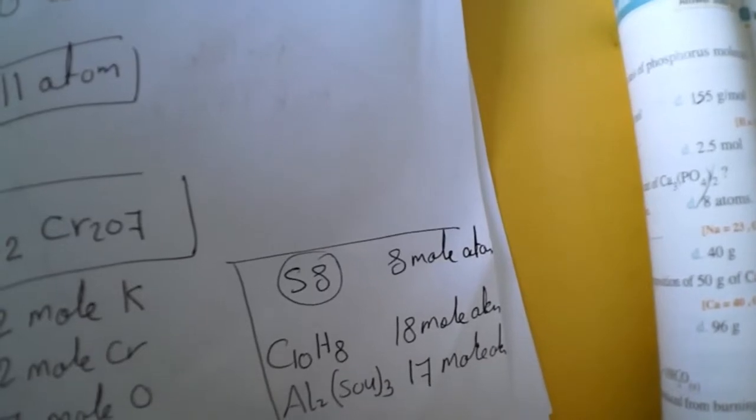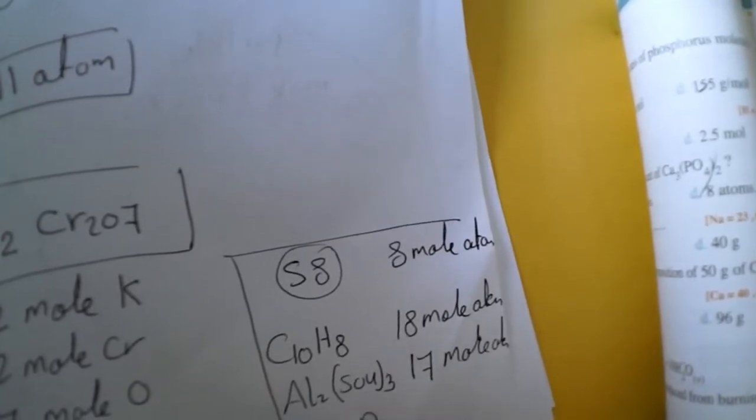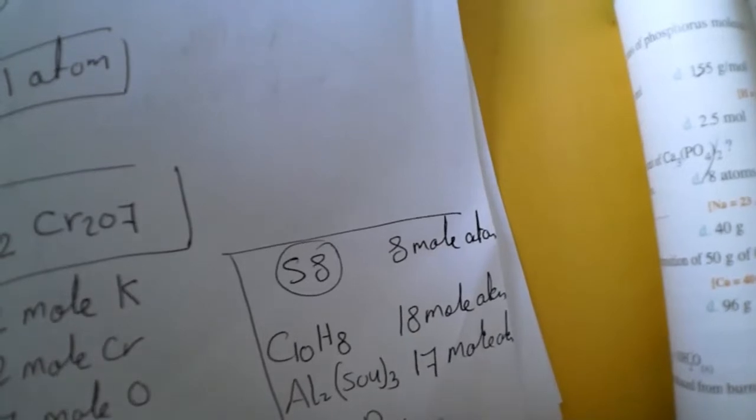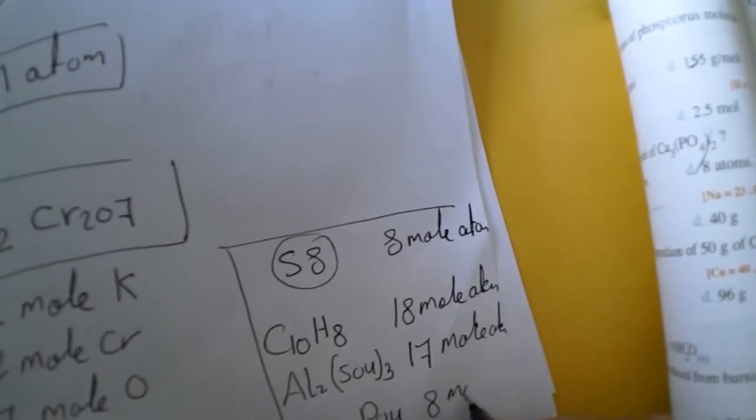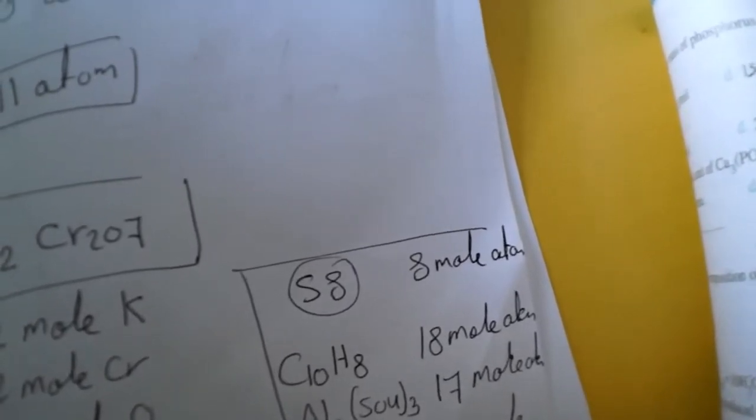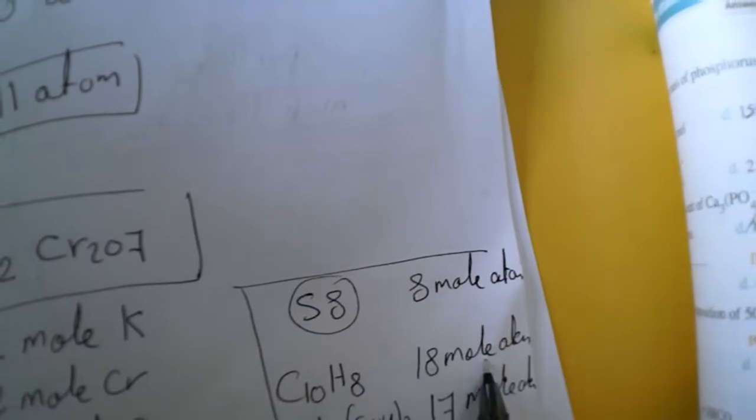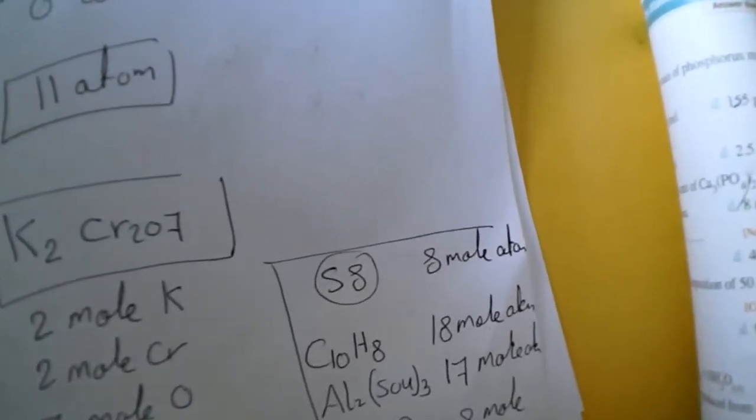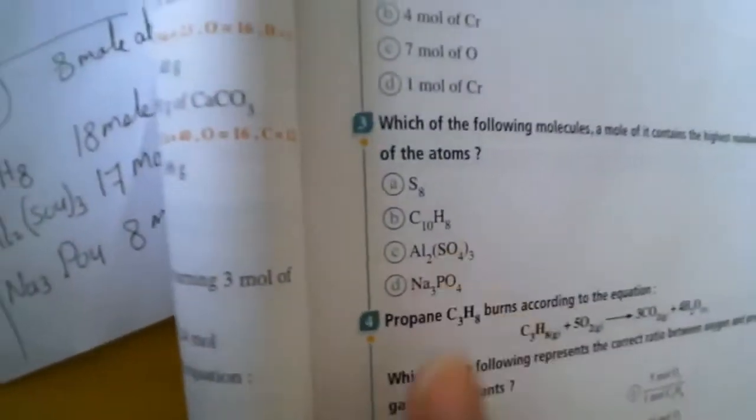Then we have Na3PO4. We have 3 and 1, 4, 4 plus 4, it's 8 mole of atoms. So the biggest number or the largest number is the C10H8. It's number B, as you see here.